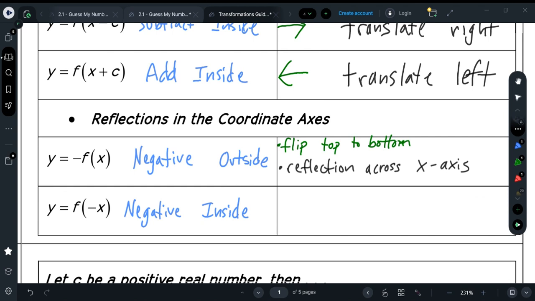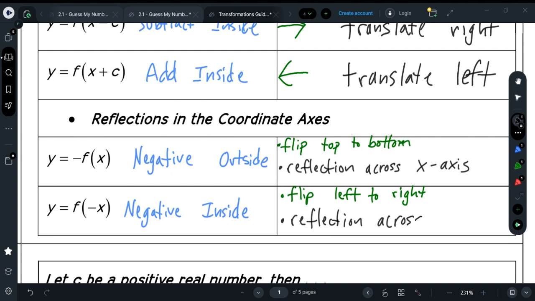Okay, so when we reflect a graph across the x-axis, that's the same thing as flipping it from top to bottom. Now when we have a negative on the inside of the function, this is going to result in a flip from left to right. And the way that we're going to say this with our vocabulary words is reflection across the y-axis. Okay, those are our reflections.